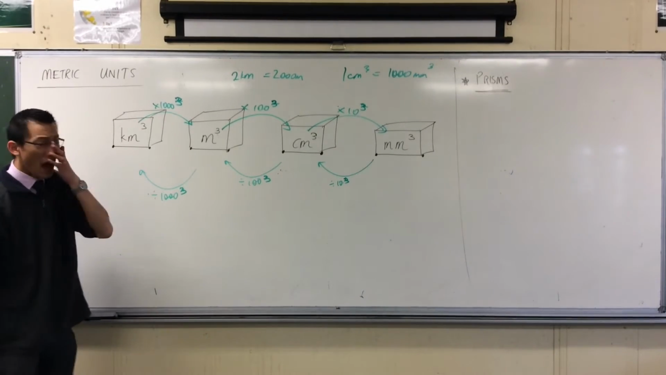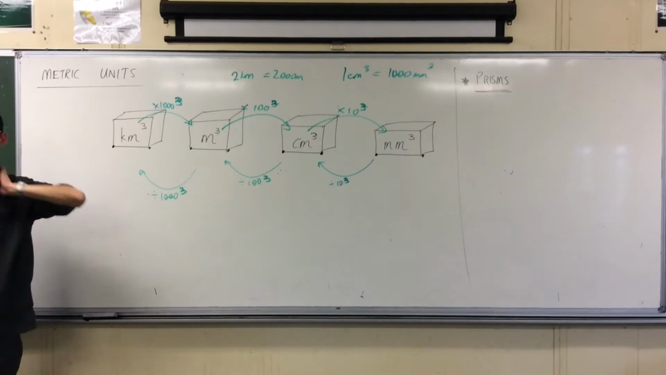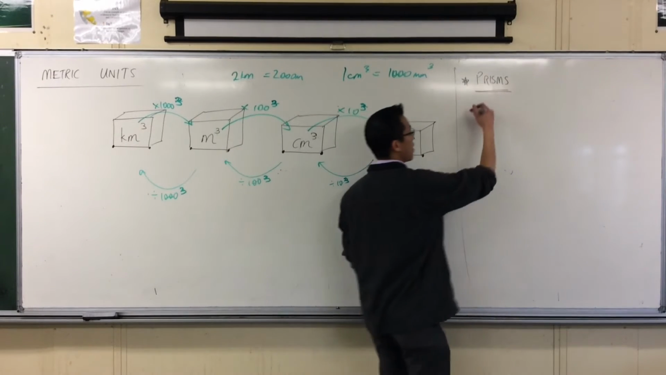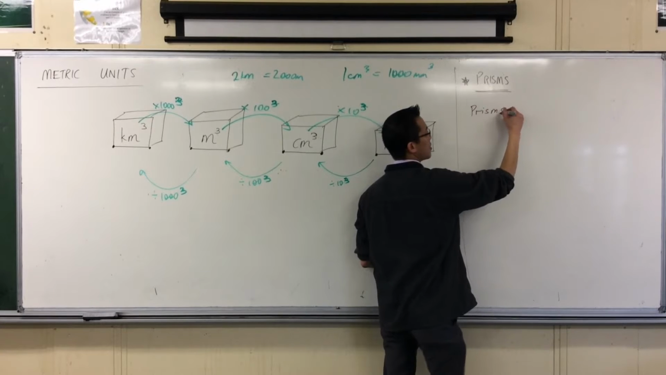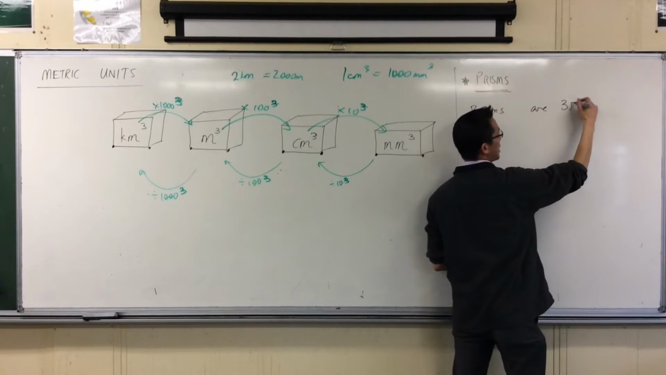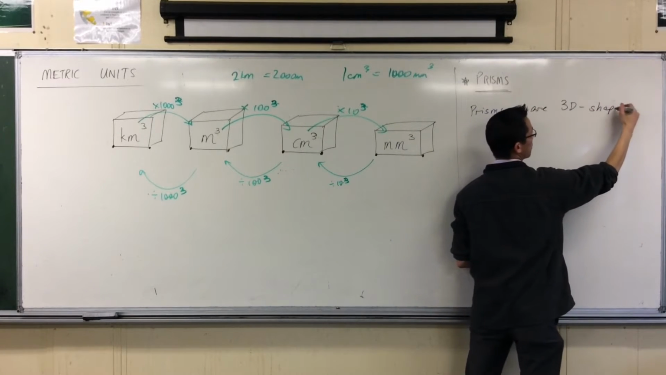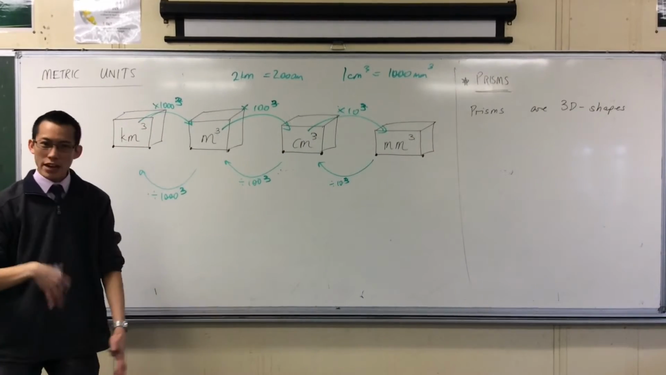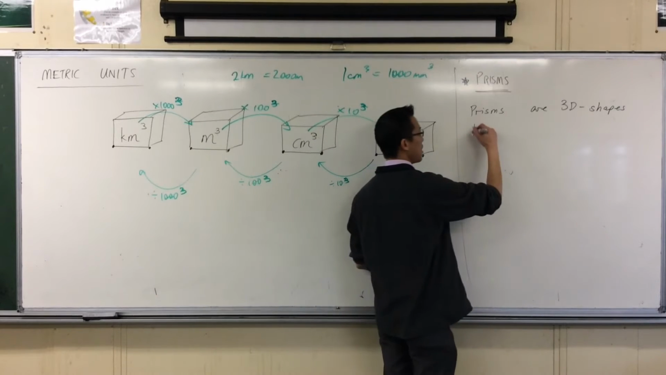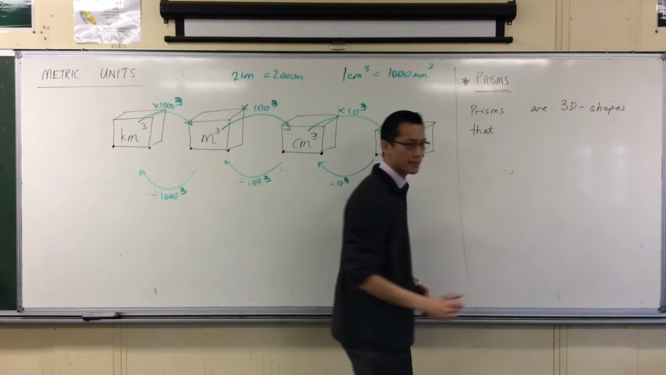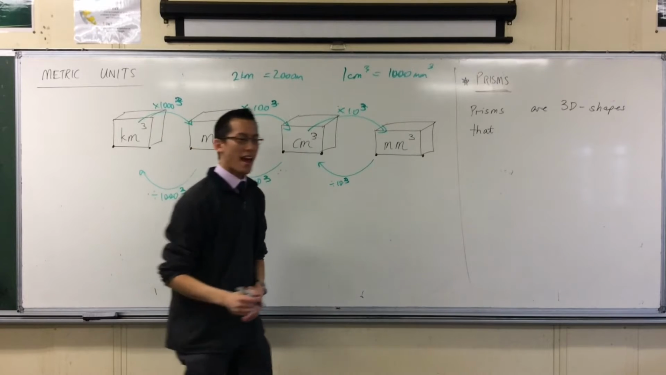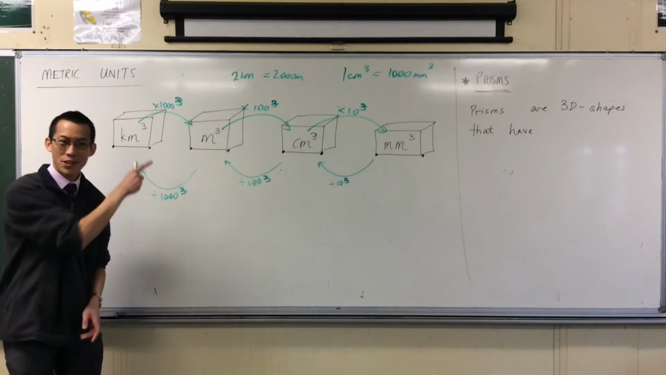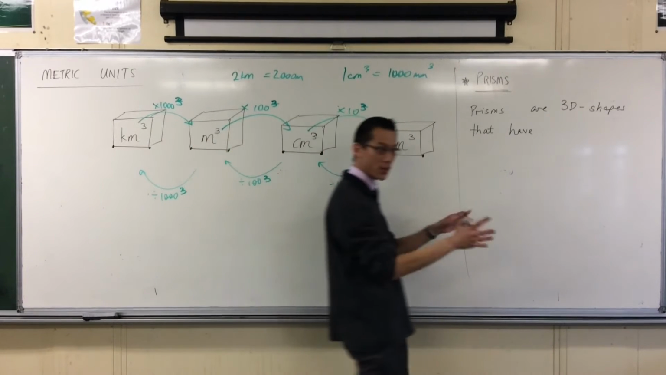Prisms are the most useful kinds of shapes that we'll look at for volume, okay? So prisms are 3D shapes. Don't finish the sentence. They're special 3D shapes. They're 3D shapes that have what we call, I'm going to introduce a word to you and then I'm just going to show it to you. Prisms are 3D shapes that have something very special.